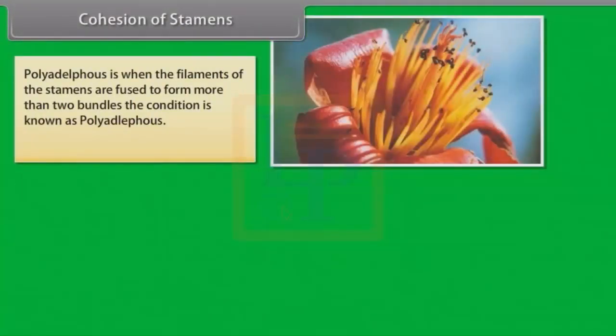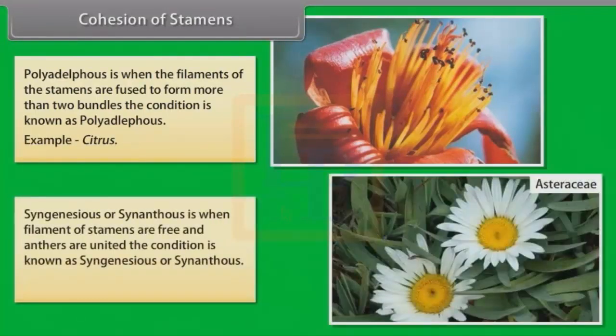Polyadelphous is when the filaments of the stamens are fused to form more than two bundles. The condition is known as polyadelphous. Example: citrus. Syngenesious or synantherous is when the filaments of stamens are free and anthers are united. The condition is known as syngenesious or synantherous. Example: Asteraceae.